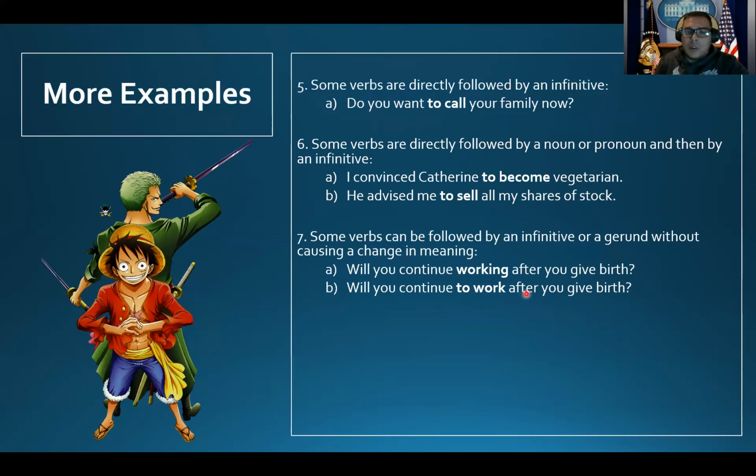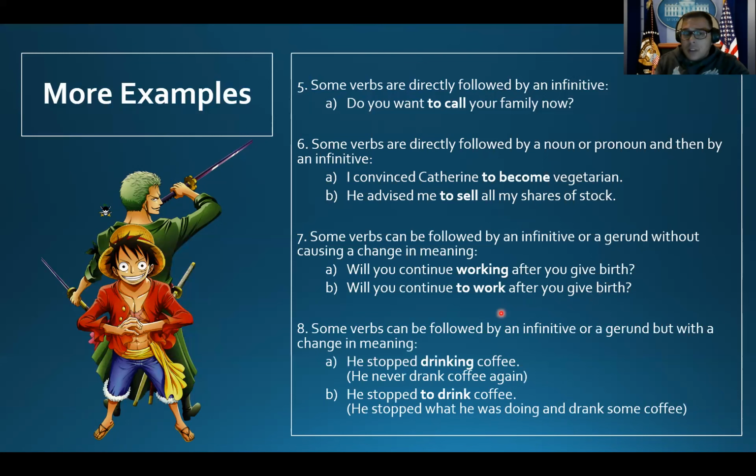And you guys can see that we're using a gerund on top and an infinitive on the bottom. So in this case, we can use either one. They are both correct and they both have the same meaning. So the meaning is not altered. However, like number 8 says, and like we already talked about in the gerund video, sometimes we can use either a gerund or an infinitive. However, the meaning will change. And we have 2 examples here.